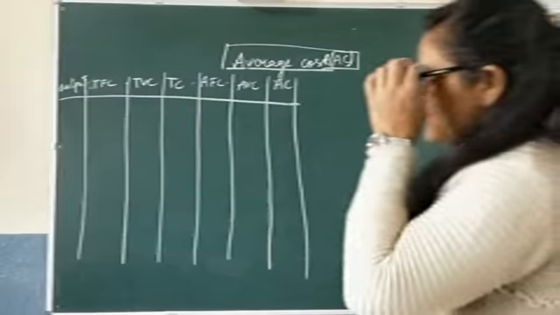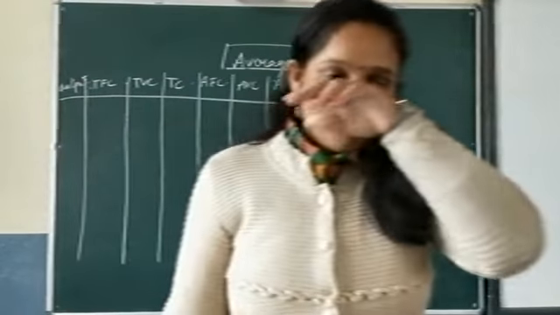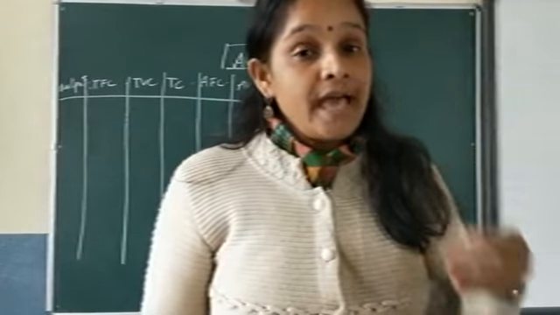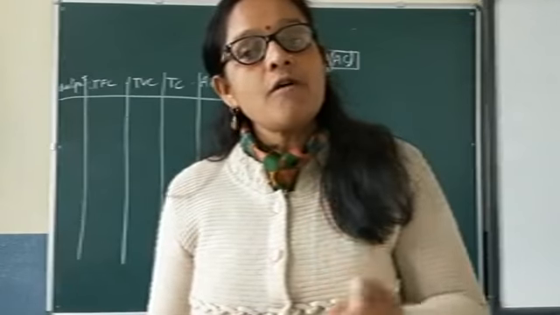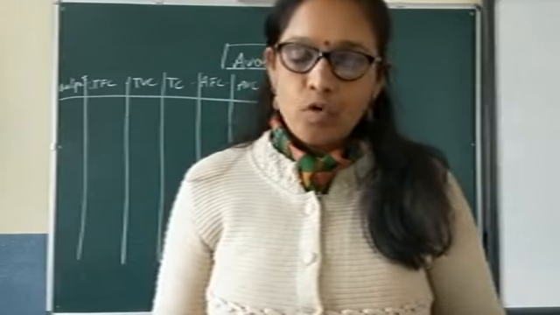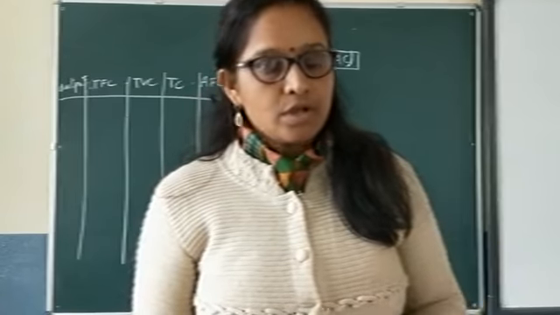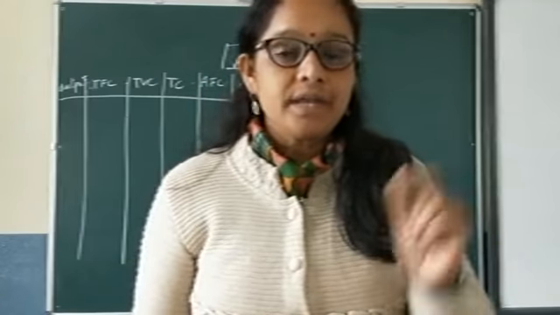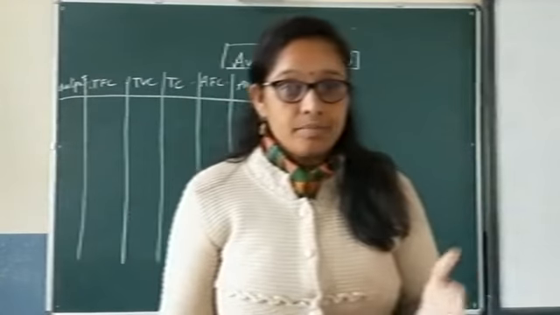Now children, I have to do the third one, that is average cost. We have done the meaning of average fixed cost. What is average fixed cost? Per unit cost of fixed factor is called average fixed cost. Then we have done average variable cost. What is average variable cost? Per unit cost of variable factor is called average variable cost.